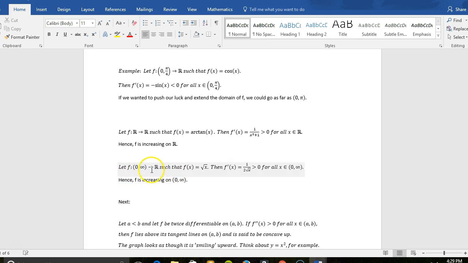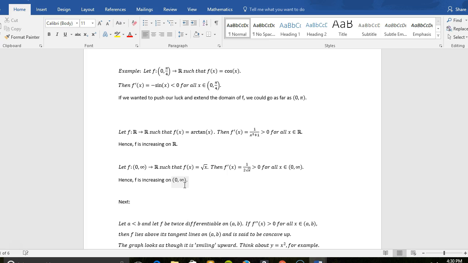Let f be a function from 0 to infinity to r such that f of x equals square root of x. Then f prime, recall, is 1 over 2 radical x, which is greater than 0 for all x in the positives. Hence, f is increasing, albeit begrudgingly. It is increasing on the positives. It increases, but the rate at which it increases gets slower and slower.